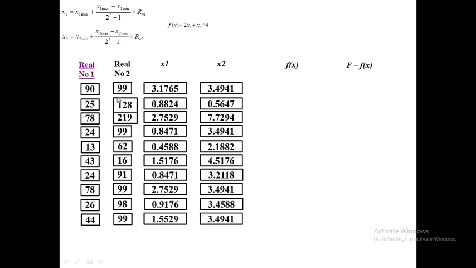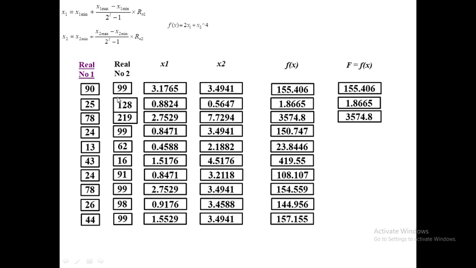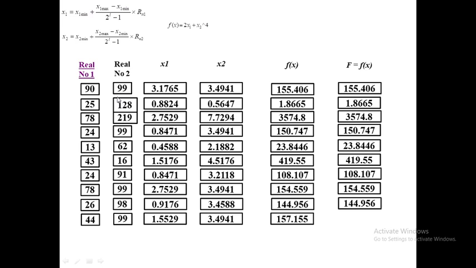Based on this, our objective function is 2x1 plus x2 power 4. Based on the identified x1 and x2 values, I get f of x for all the populations. Since this is a maximization problem, the fitness function capital F is equal to f of x. So all the fitness function values are the same as the f of x values, which is the fitness function.